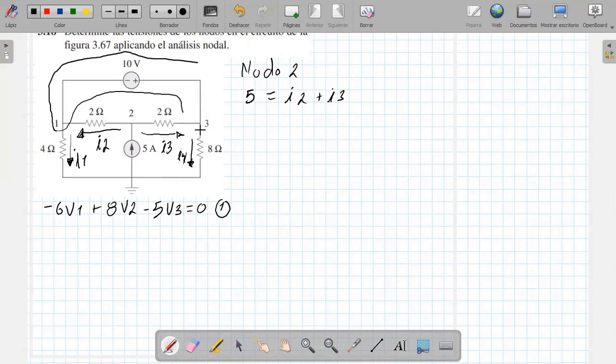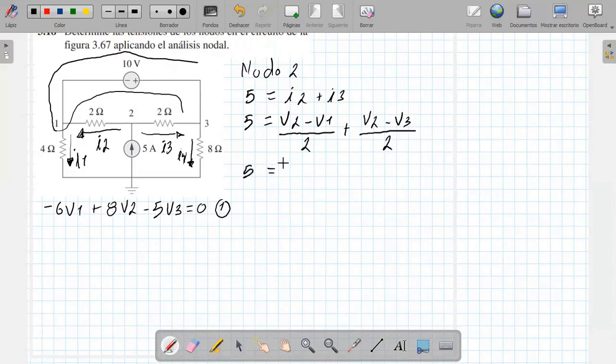So substituting, 5 would be equal to I2, which would be the voltage V2 minus voltage V1, all over 2, plus I3, that would be the voltage V2 minus the voltage V3 over 2. And applying to node 2, I'm going to have 5 equal V2 over 2 minus V1 over 2 plus V2 over 2 minus V3 over 2.